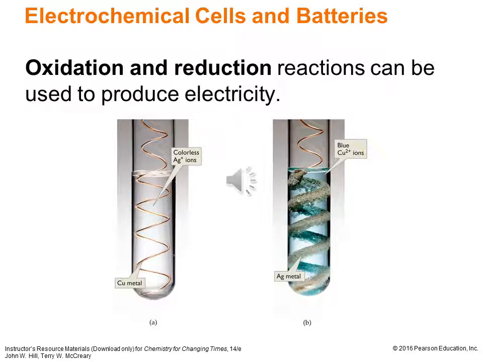After just a few moments, though, we see that we get silver metal depositing on the copper wire, and we get a blue tinge to the solution because when the silver deposits, silver ion reduces to silver metal, the copper metal oxidizes to copper ion. Those copper ions are what give that beautiful blue color that you're seeing appear as we move from A to B over a matter of just a few seconds.